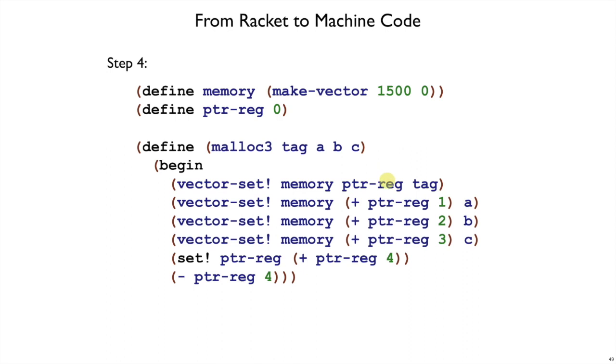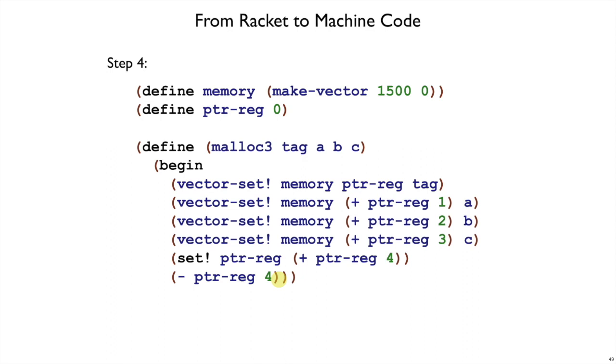The malloc3 function, which takes a tag and 3 field values, will work by installing that tag at the current allocation pointer and installing the A, B, and C fields beyond, offset appropriately from that allocation pointer. Then we increment the allocation pointer by 4. That's because we have 3 fields plus a tag. And then this is just a way of returning the old allocation pointer without having to deal with extra registers or temporary variables. We just subtract 4 back off.